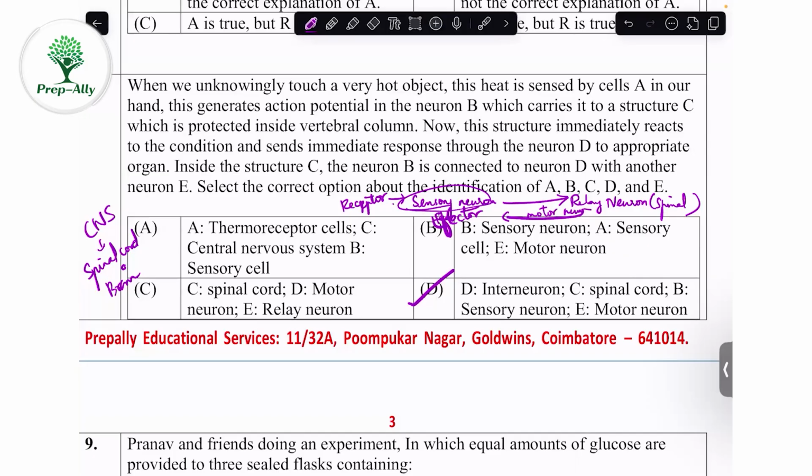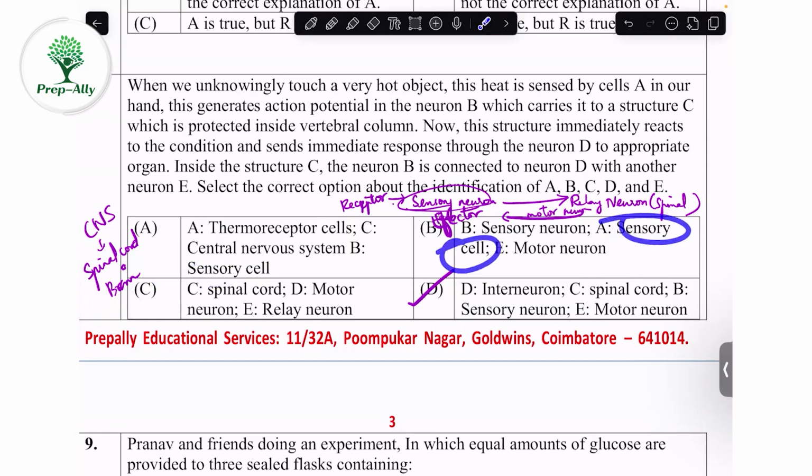If we take option A, A thermoreceptor cells, yes, that is correct actually. C central nervous system, okay, fine. But we'll see the B option. They have given sensory cell, but there is nothing like a sensory cell, it is sensory neuron. So this option is also wrong. In the other option too, A sensory cell, there is nothing like that. So option A and option B won't be correct.